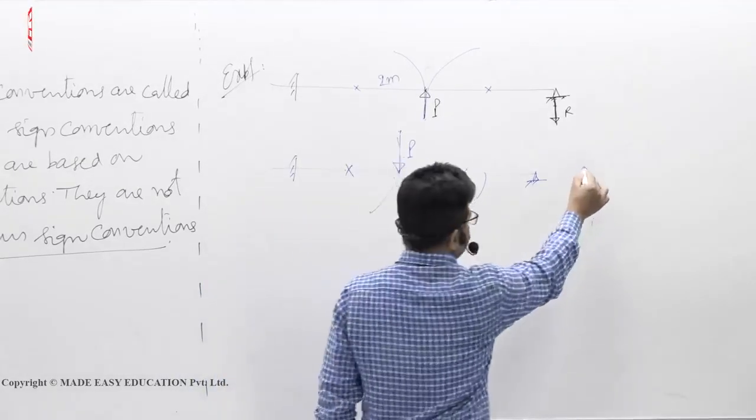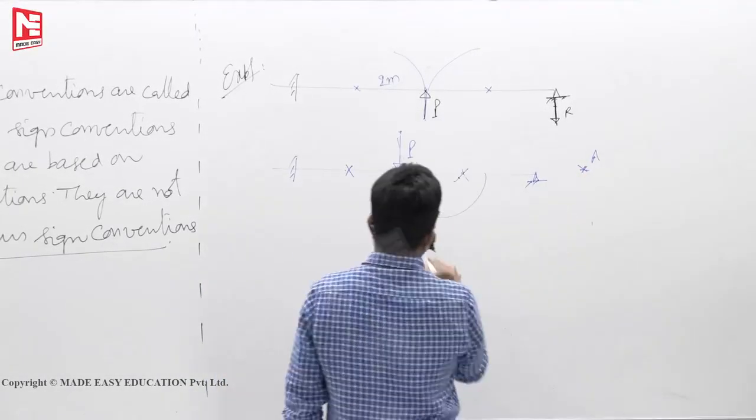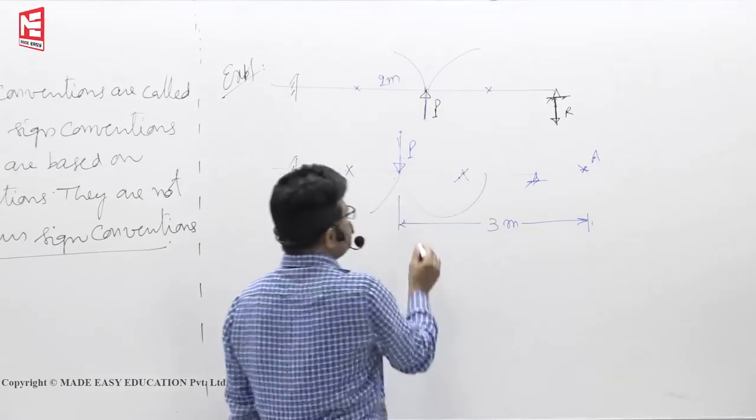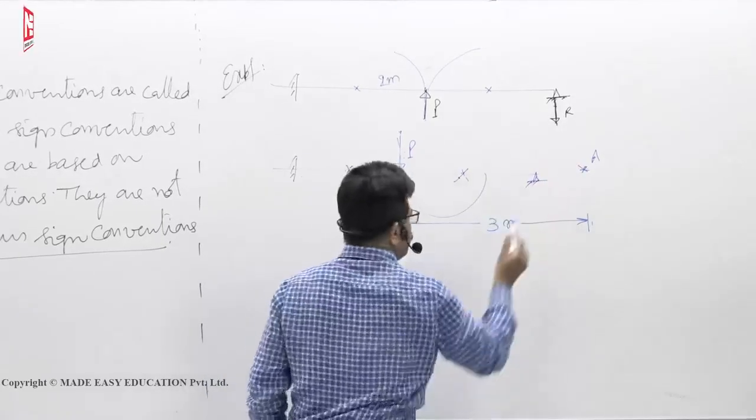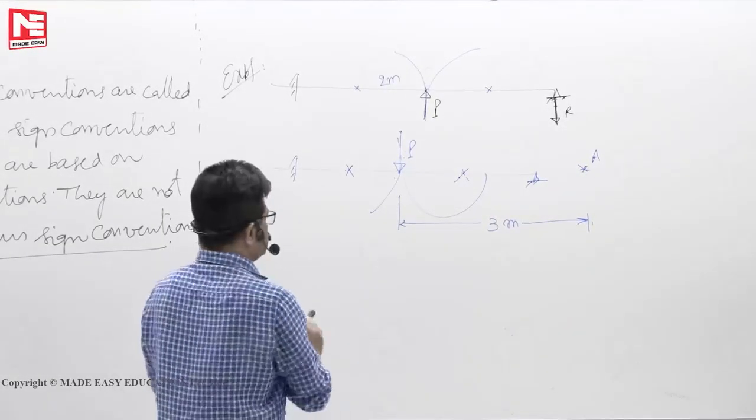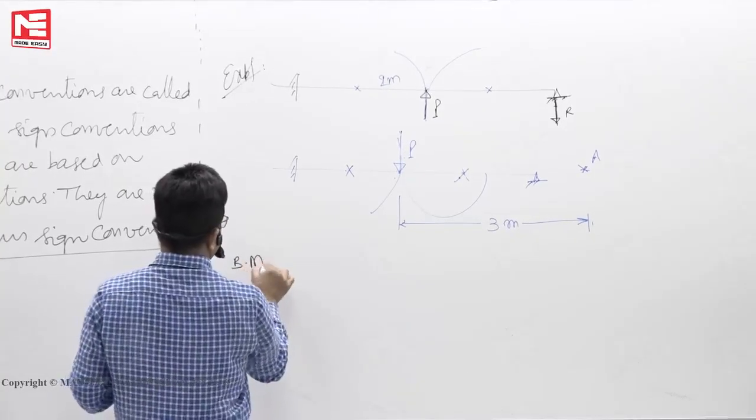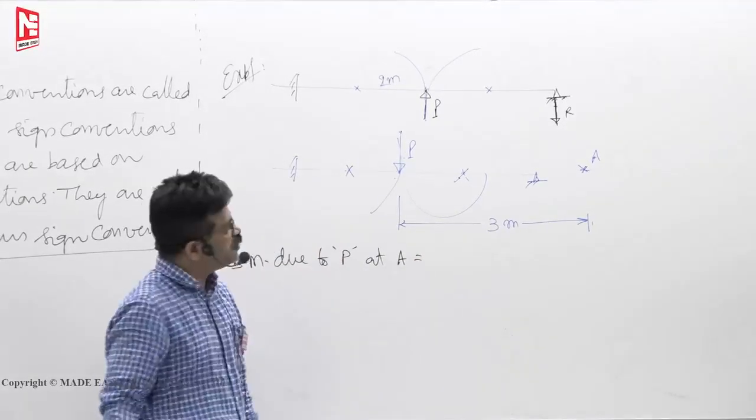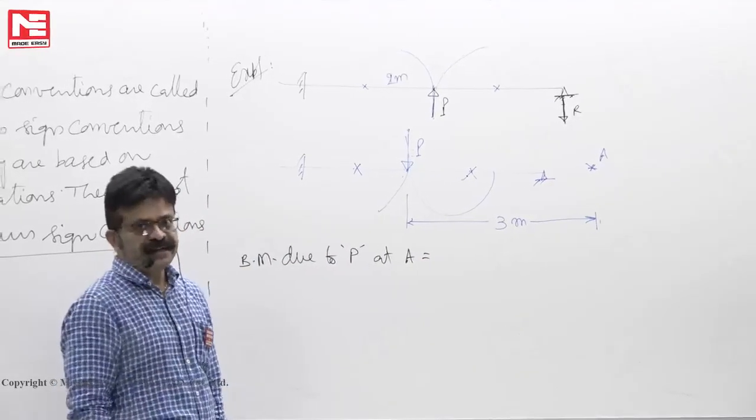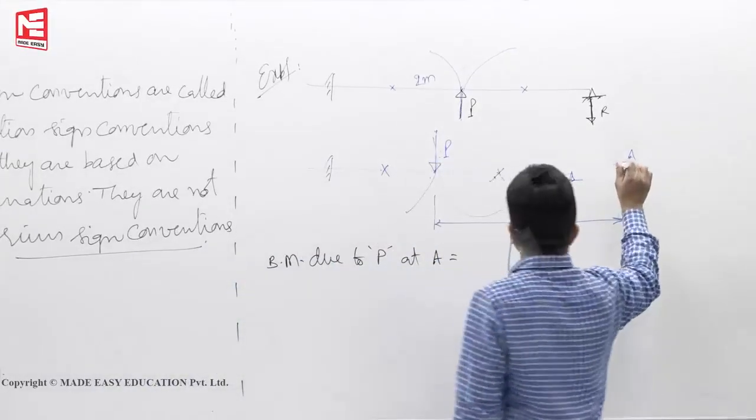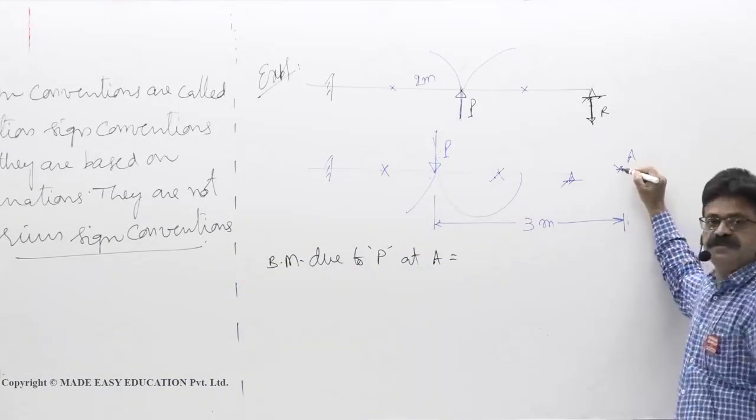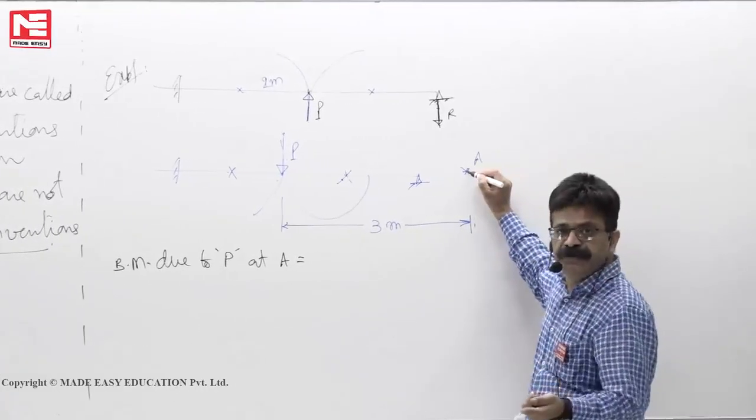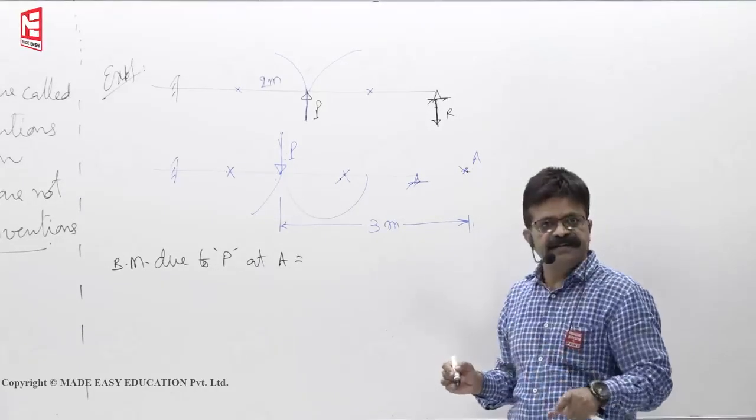Now you see, I want to find bending moment somewhere here, say at A. This distance, let us say 3 meters. What is the bending moment due to P at A? How much? P into 3 we cannot write, because once you use the word bending moment, that force P must bend someone. In air, whom will it bend? Nobody is there to be bent.